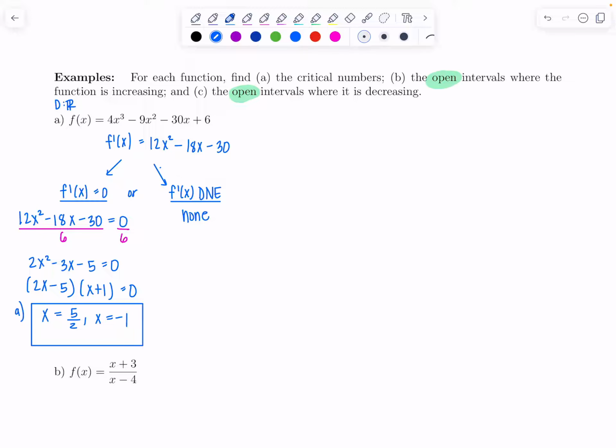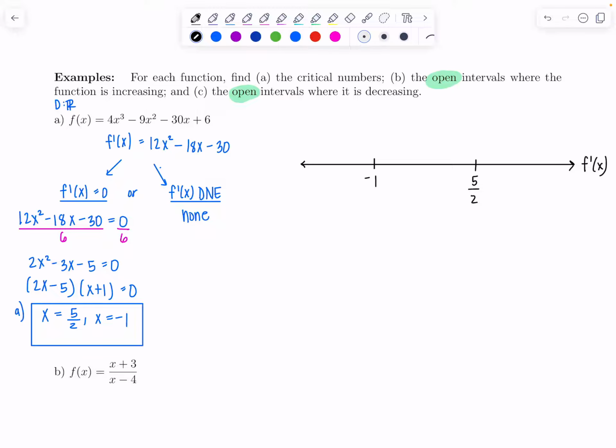Now we need to find the open intervals where the function's increasing and where it's decreasing. So what we're going to do now is make a number line to test the signs of the intervals that get broken up according to the critical numbers. Label it f prime of x. This is the first derivative test. Put the critical numbers on the number line. You need not stress about it being scaled or having a bajillion tick marks. My critical numbers are 5 halves and -1. -1 is smaller, and I'm just going to put them equally spaced out. This is just for testing purposes.